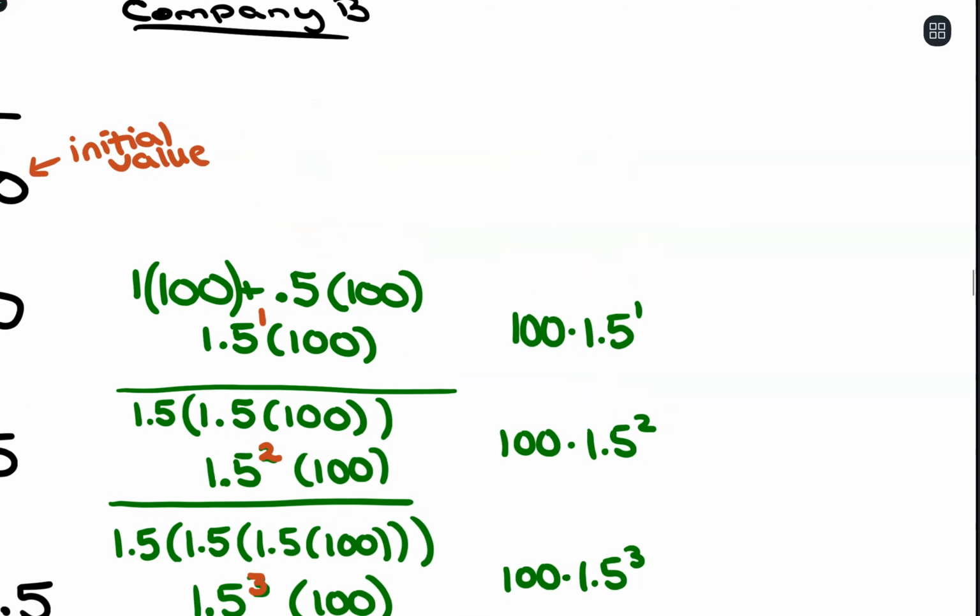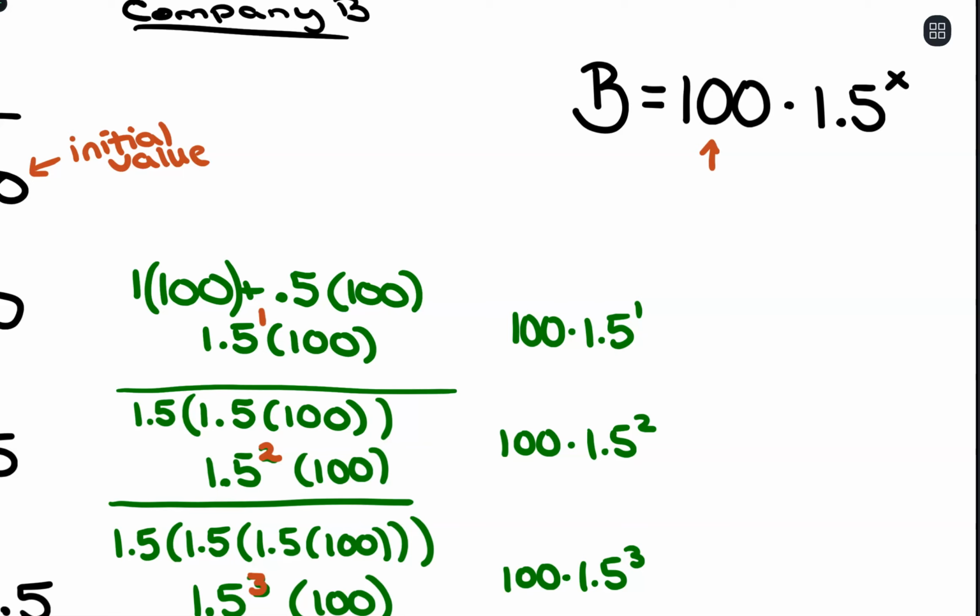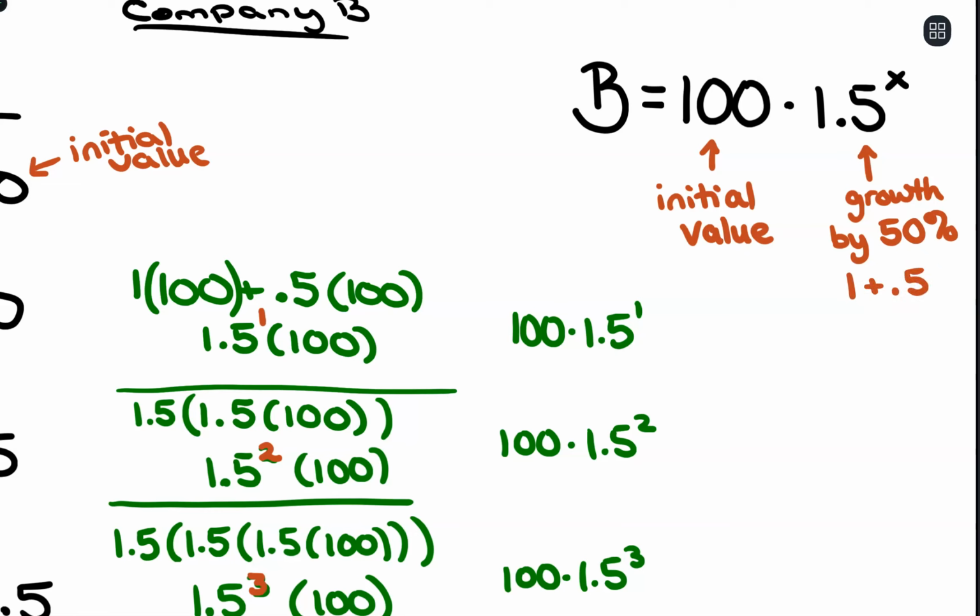But in terms of an equation, we could calculate this amount of stores for company B as coming from 100 times 1.5 to the power of x. And what we're seeing here is that that 100 is our initial value, and the 1.5 is representing a growth by 50%. And to express that as a number, it's thinking of it as 1 plus 0.5.